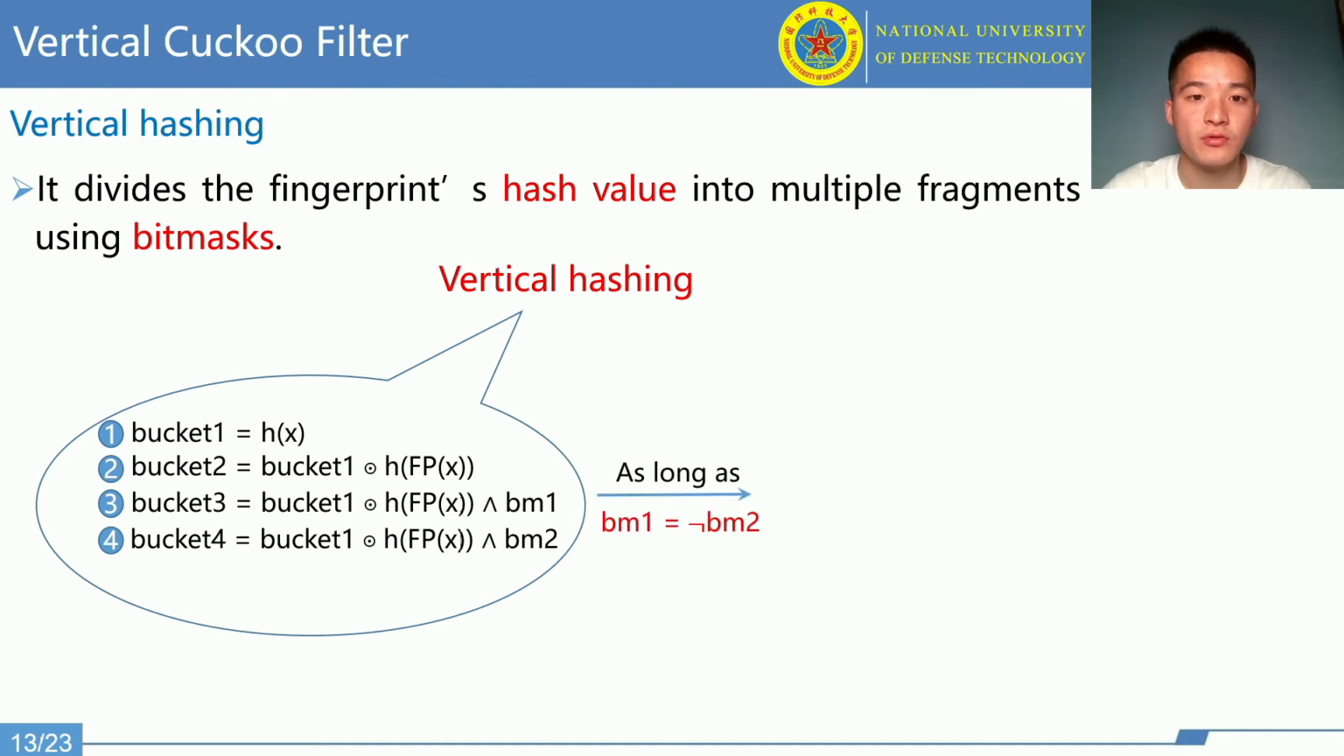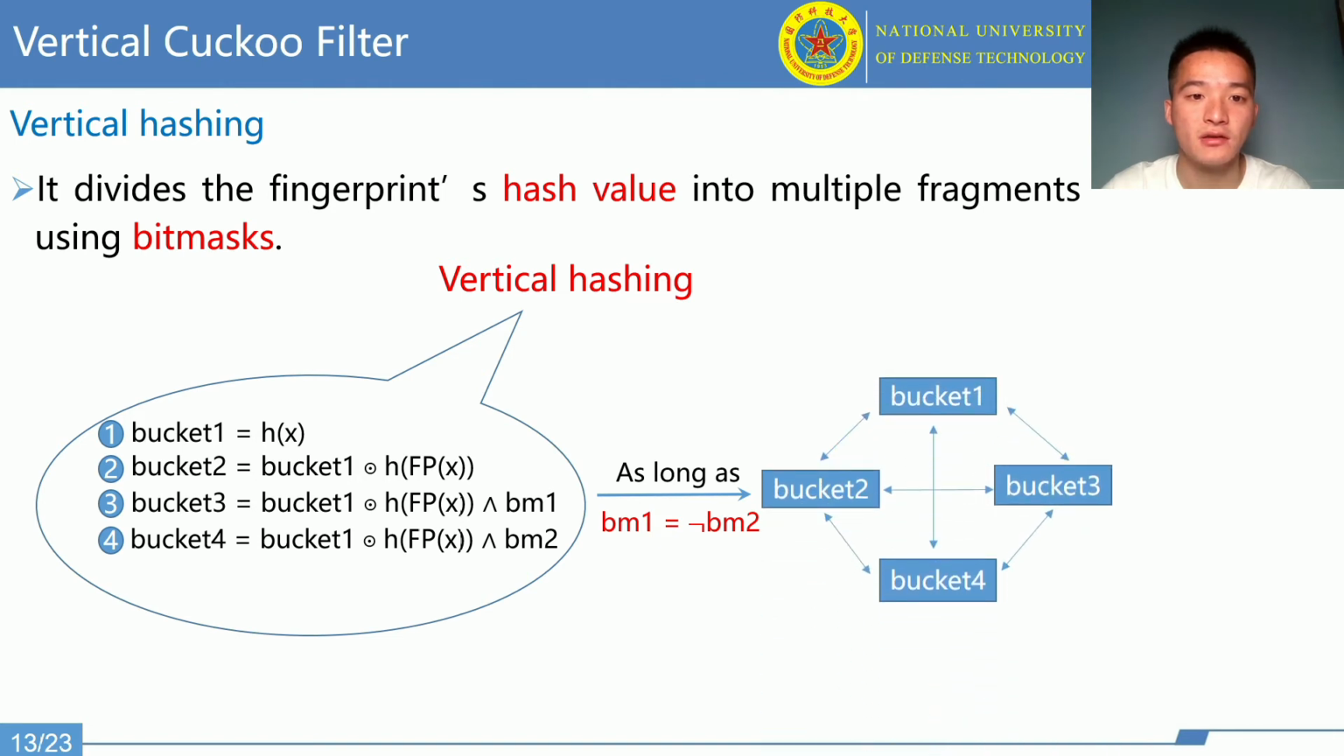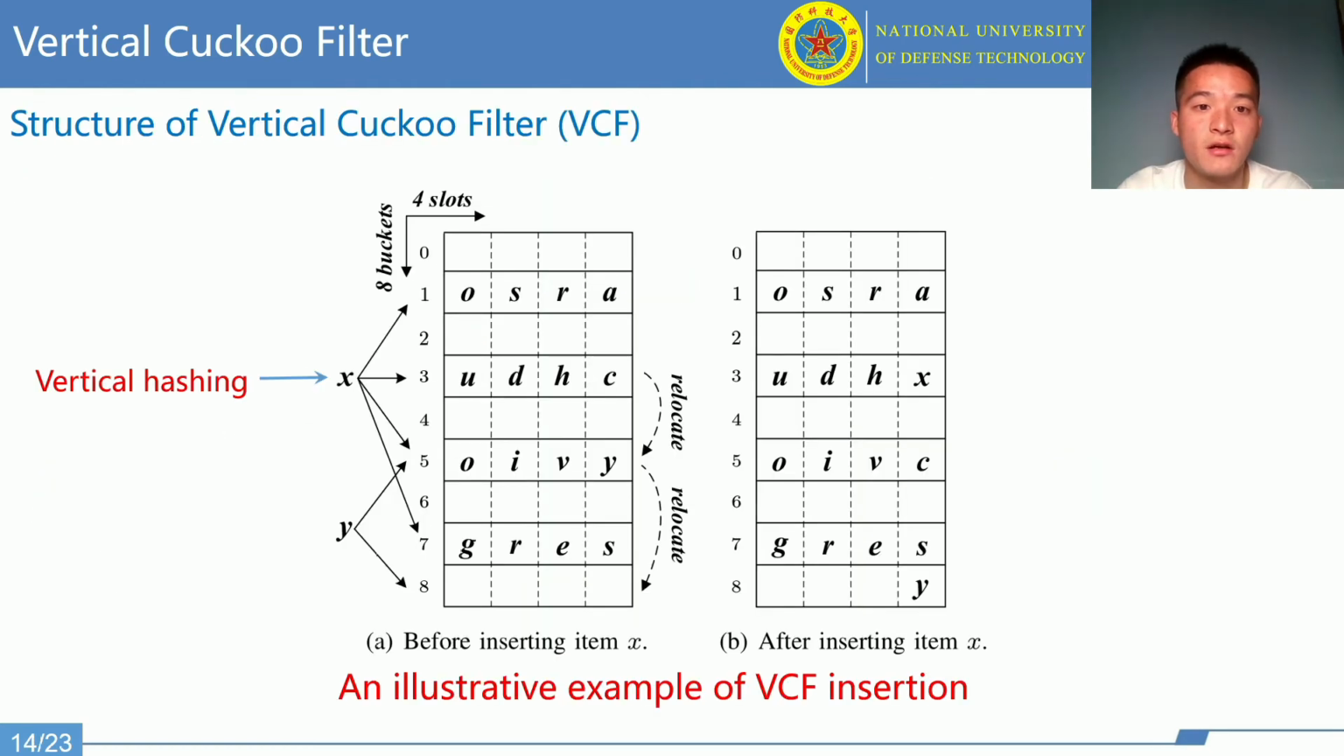It's easy to prove that as long as the 2-bit masks are inverse to each other, vertical hashing can circularly access all 4 candidate buckets for any item through its current location, fingerprint, and bit masks, without additional hash computation nor the access of its content. This figure shows the structure of VCF as well as an illustrative example of VCF insertion.